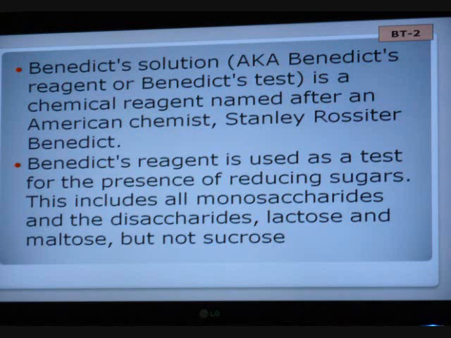Benedict is a man's name, as you may have guessed by now. He was a chemist who discovered that this stuff would find sugar. It will find all the disaccharides except for sucrose. It'll find lactose, which is in milk. So I expect my milk sample will turn a real pretty color because it's full of lactose.